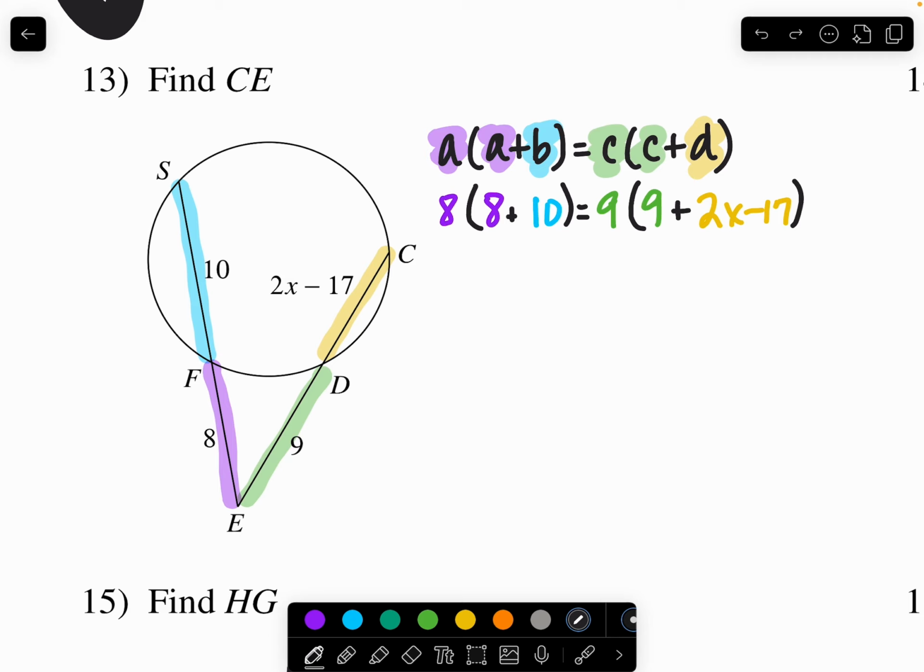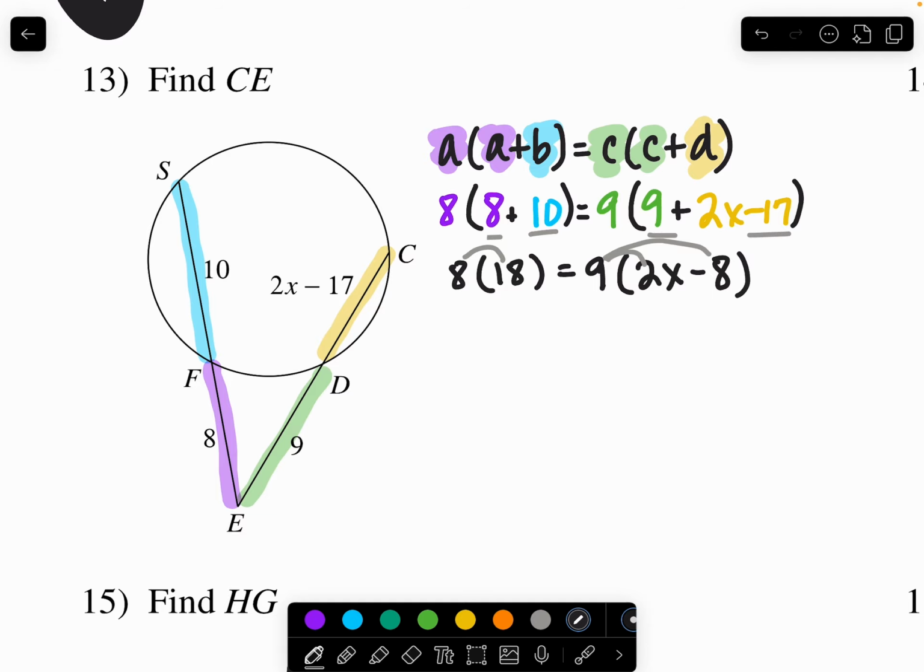Okay, let me combine the like terms. So these two like terms can be combined over there, and these two combine over there. So that'll be 8, and then that'll be 18 on the inside of the parentheses. The 9 stays there. That'll be 2x minus 8. Okay, sorry, just double checking. And now I'm going to go ahead and multiply those two, and then multiply over here.